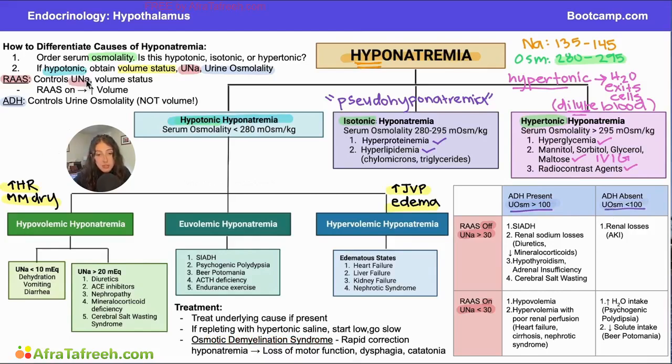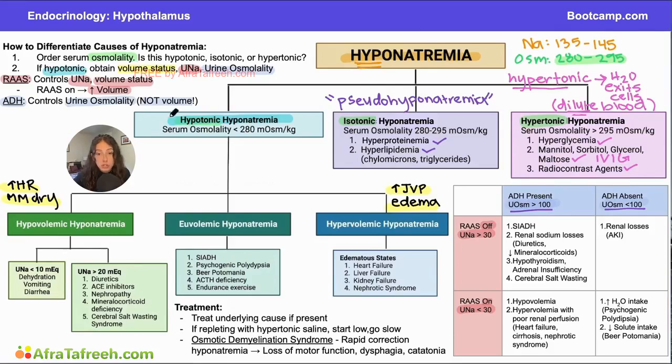RAAS is going to be associated with the urine sodium, true, but it's also going to be very important for determining our volume status, our intravascular volume status, I should say. So RAAS is going to be more responsible for your intravascular volume status than ADH is, and ADH is going to be more responsible for your urine osmolality and is not as responsible for volume status. And you should be thinking about that as we go through the physiology of each of these diagnoses.